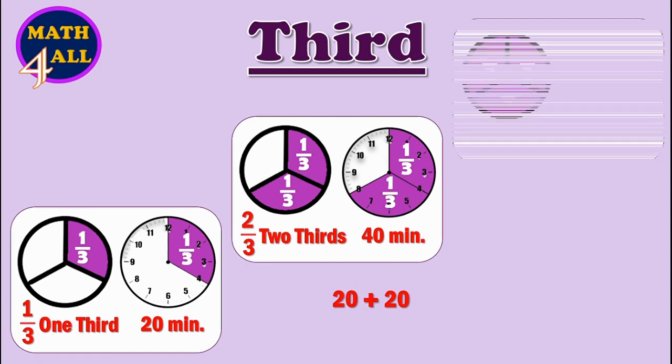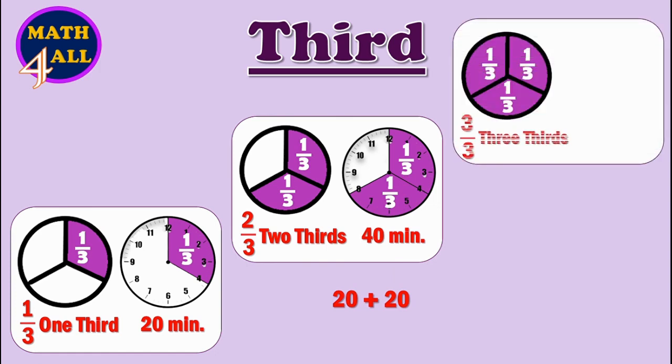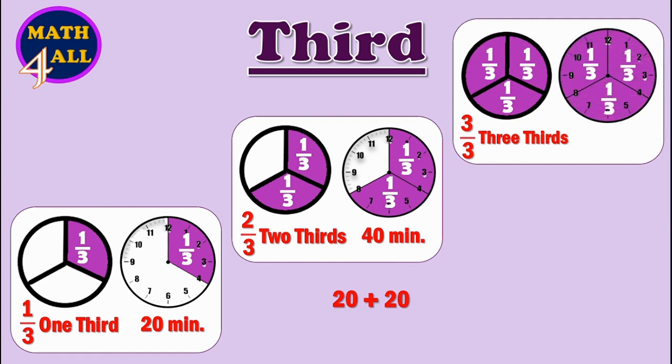After that we have 3/3. According to the clock face, you know that 1/3 equals 20 minutes, so that 3/3 equals 20 plus 20 plus 20 equals 60 minutes.